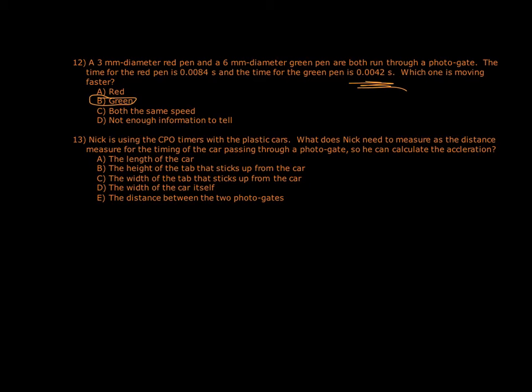What do you need to measure as the distance measure for the timing of the car passing through the photo gate? This one had two correct answers. You actually need two measurements of distance to determine acceleration. You need the width of the piece sticking off the side of the car so you know how fast it was going through the photo gate, and you need to know the distance between the two photo gates.